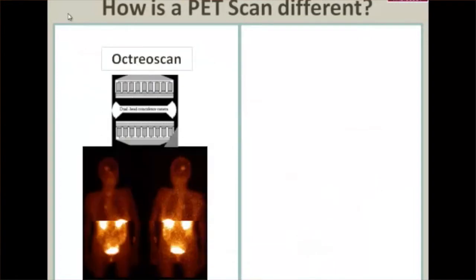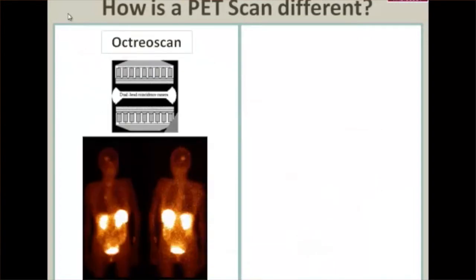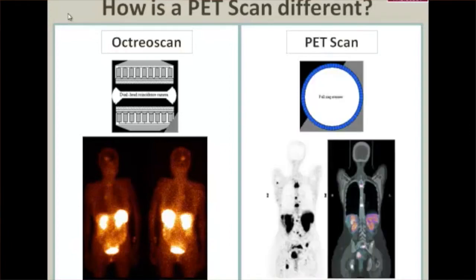So again, an octreoscan uses two heads, and some of that energy can escape from there, and you have a little bit of a fuzzier image. If we talk about a PET scan, it's a full ring of detectors. We're looking for paired images, and this is the quality of the images that we can see. You can certainly see a difference here in the lungs, and you can see all the additional lesions that we're able to see as well.